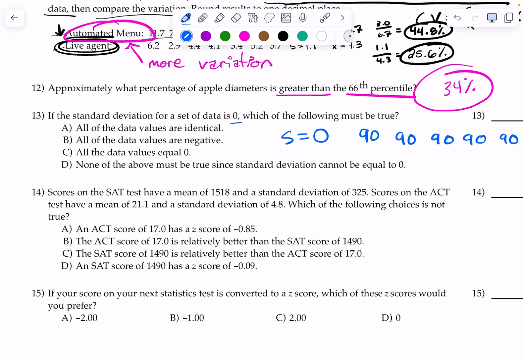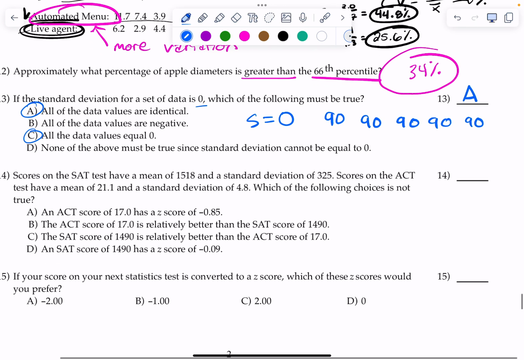No, my average is going to be 90. All of it's going to be exactly the same, right? My standard deviation is going to be 0. So A, all of the data values are identical. I would also argue that all of the data values could be 0. C could also be true because that would have a deviation of 0, right? So technically C is true as well. But A is the most logical answer. All of the data values are identical, okay?